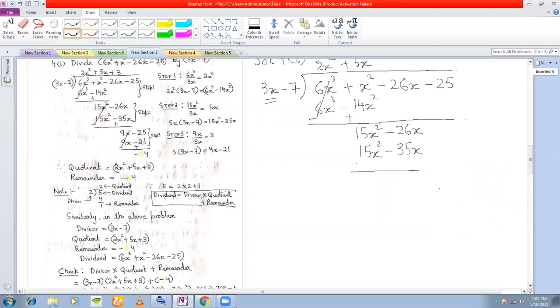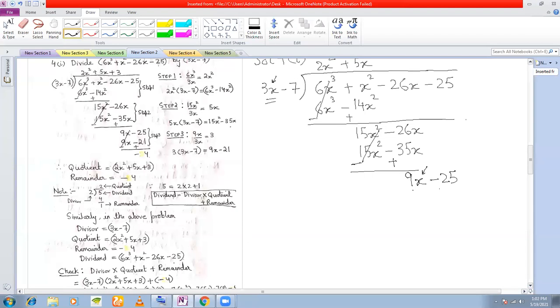So now you subtract. Minus, and this plus cancels out. 35 minus 26 will give you a plus 9x, and you bring down minus 25. Now again, the power of x here is 1, and the power of x here is 1.